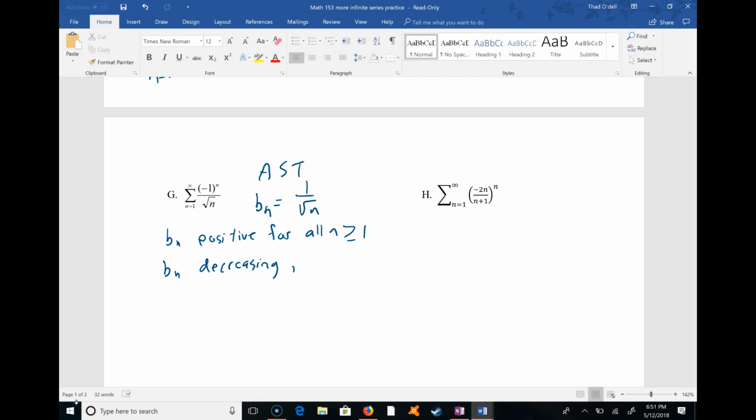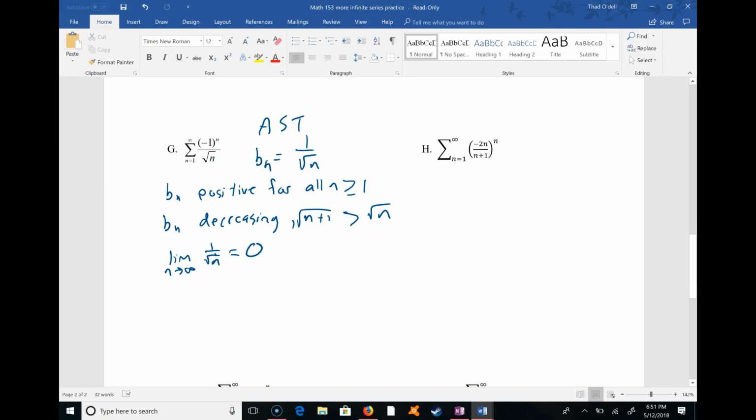because n plus 1 is greater than square root of n. So that shows that it's decreasing. And then finally, the limit as n approaches infinity of 1 over the square root of n is equal to 0. And so then, because we met the three conditions, this series, running from 1 to infinity, of negative 1 to the n over the square root of n, converges.